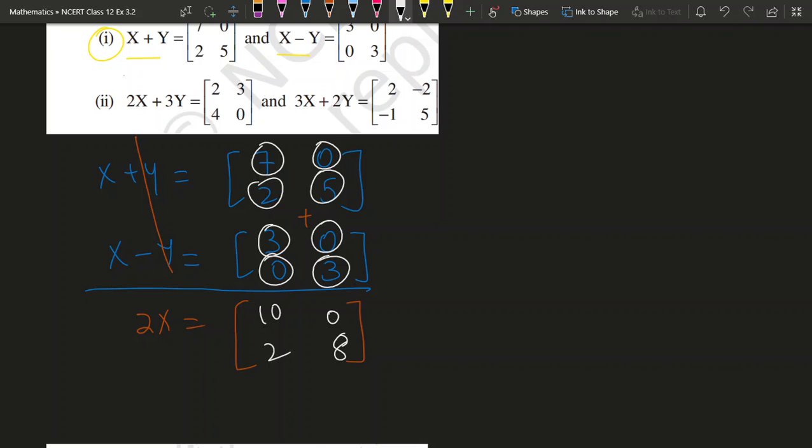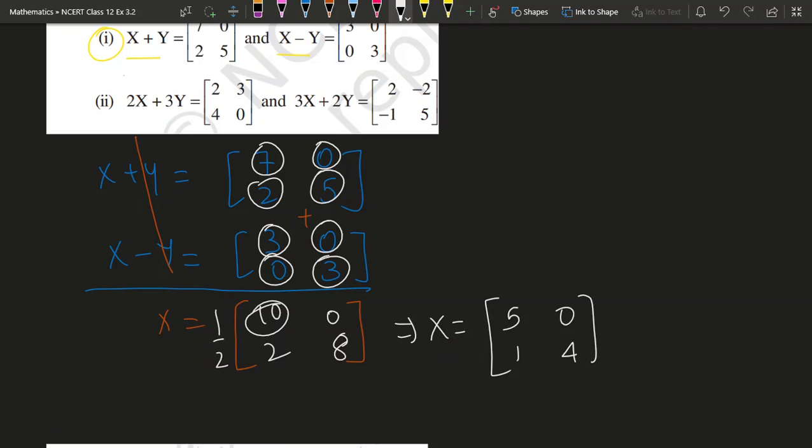Okay, so you have that 2 times a certain matrix equals this matrix. So you can take this 2 to the other side, so 2 here would become half right there. So you're dividing both sides by 2, so you have x equals half of this matrix. So finally you get x to be equal to half of 10 is 5, half of 0 is 0, half of 2 is 1, and half of 8 is 4. So x is equal to this matrix.